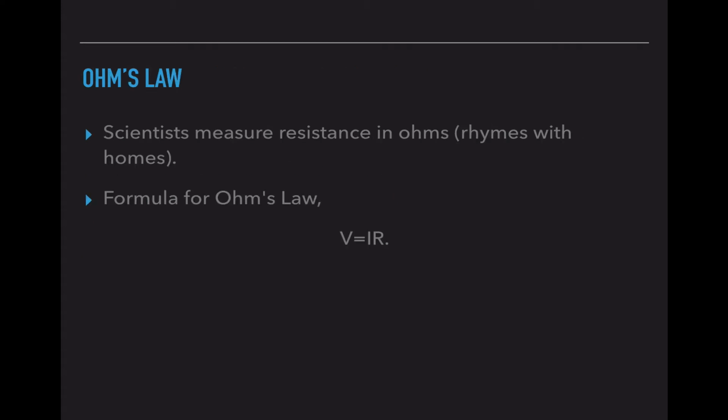Using this idea of resistivity, we can introduce something called Ohm's law. Ohm's law is the measure of resistance in ohms, which rhymes with homes, and it looks kind of like a horseshoe. It is a Greek letter, and that's going to be the unit for resistivity. So the formula for Ohm's law is V equals I times R. V is the voltage, I is the current, and R is the resistivity.